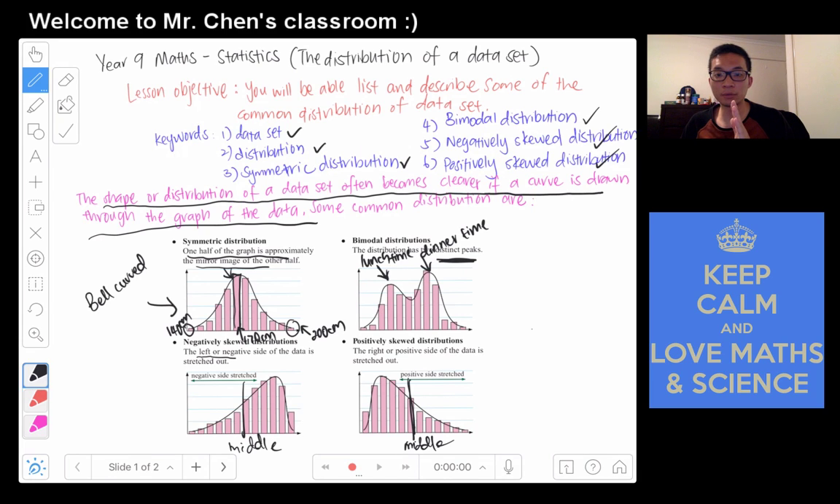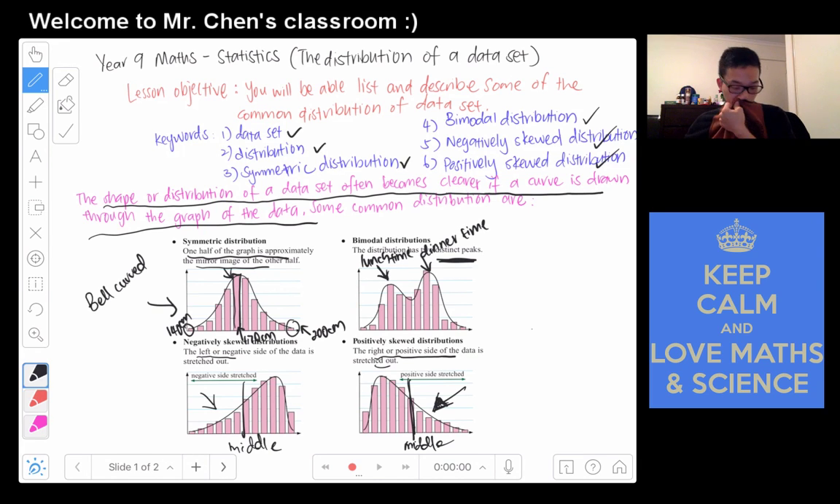Anything to the left from the middle is the negative side. Anything to the right from the middle is the positive side. So negatively skewed distribution means the negative side is actually stretched out, skewed towards the negative side. And on the other hand, positively skewed means the right or positive side of the data is stretched out. So if you look at this, the positive side is being stretched out.